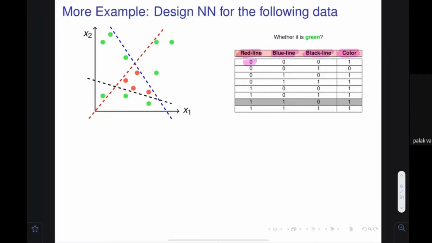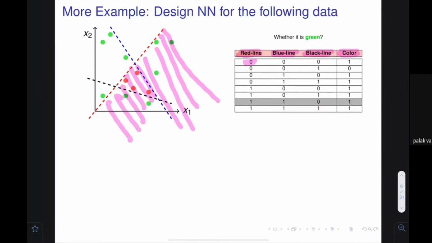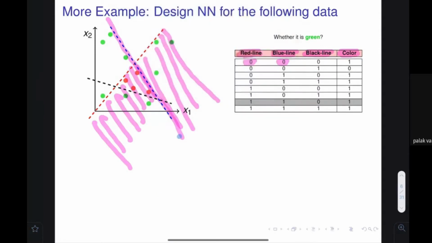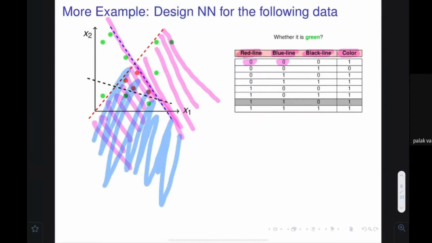0 means below the red line. So what is the area below the red line? This is the area. Make sense? Blue line below 0. This is below the blue line. I see the places where there is below. So let me change the color. So the places below the blue line are this.